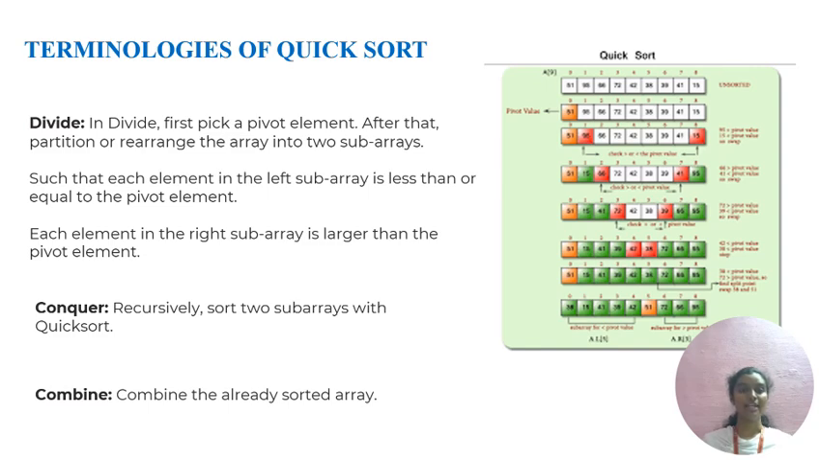The divide. In divide, first pick a pivot element and after that partition, or rearrange, the array into two subarrays, such that each element in the left subarray is less than or equal to the pivot element, and each element in the right subarray is larger than the pivot element. This is how the divide term works. And the conquer: recursively sort the two subarrays with quicksort. And then the combine: combine the already sorted arrays.